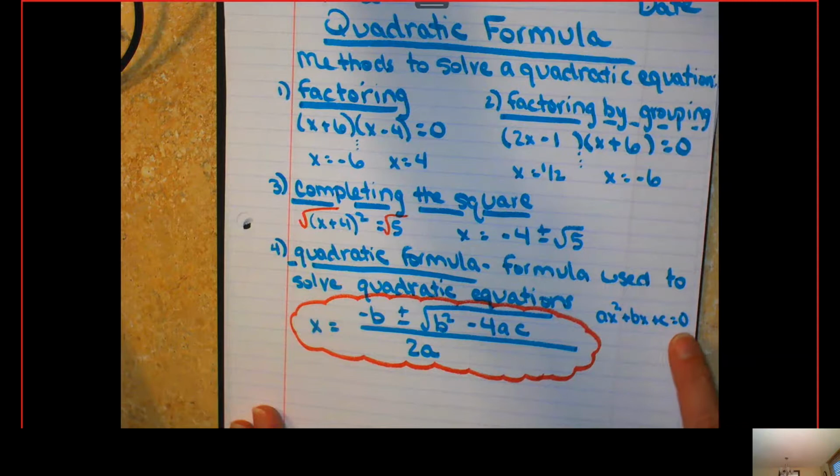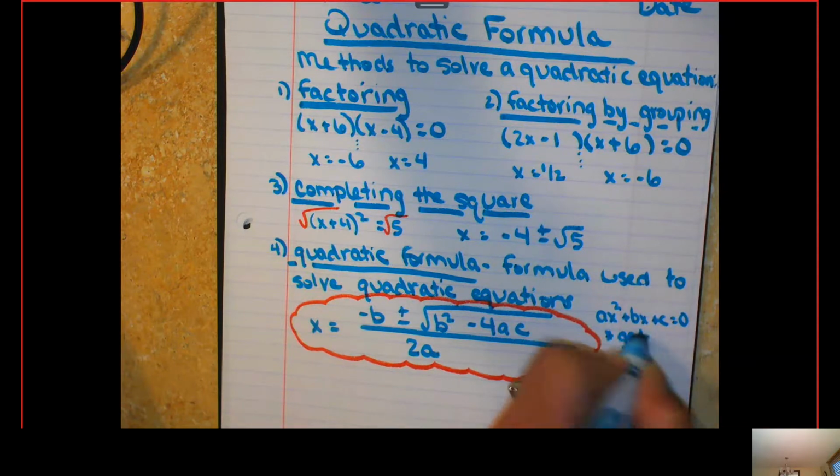So you always want to get it equal to 0 first. So I'm going to put that as a little note. Get equal to 0 first. That's very important. You cannot use this formula without it.